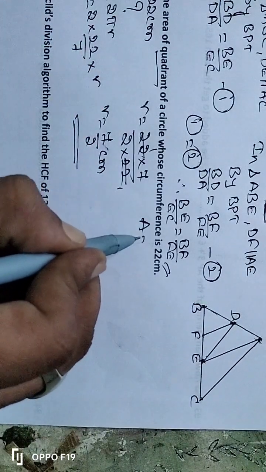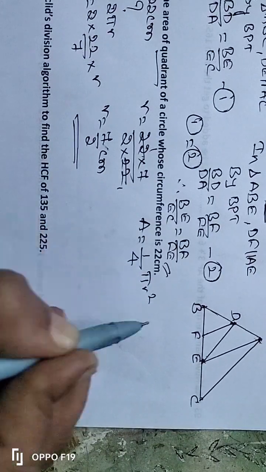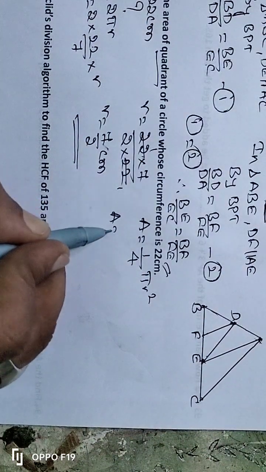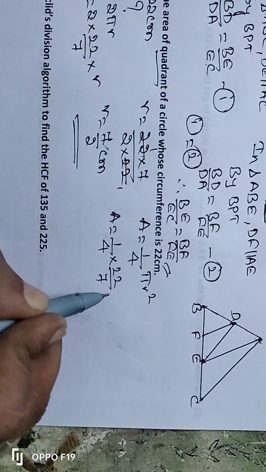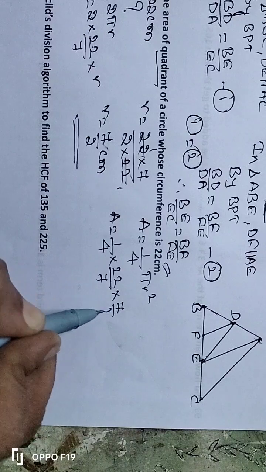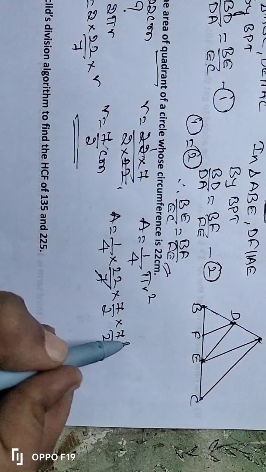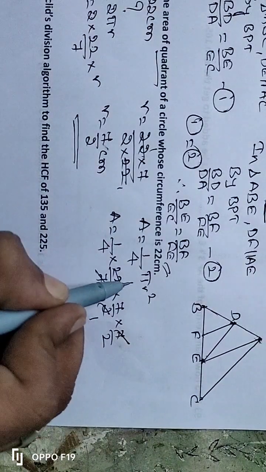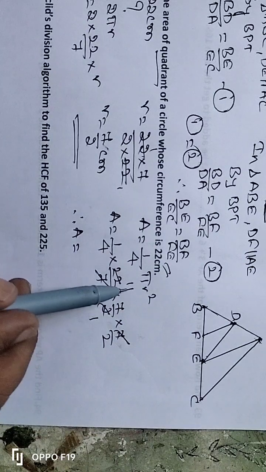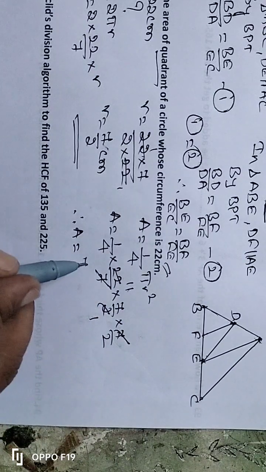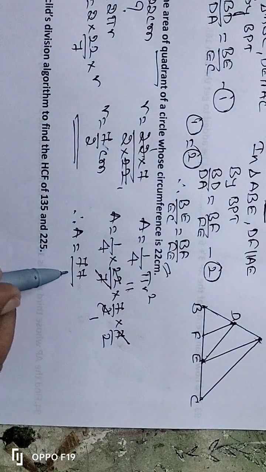Now let us find out the area of a quadrant. What is the formula for area of a quadrant? 1 by 4 pi r square. Area is equal to 1 by 4 into 22 by 7 into 7 by 2 into 7 by 2. So now 7 cancel, 2 ones are 2, 11s. Therefore area of a quadrant is equal to 11 into 7, 77, divided by 4 into 2, which is 8.